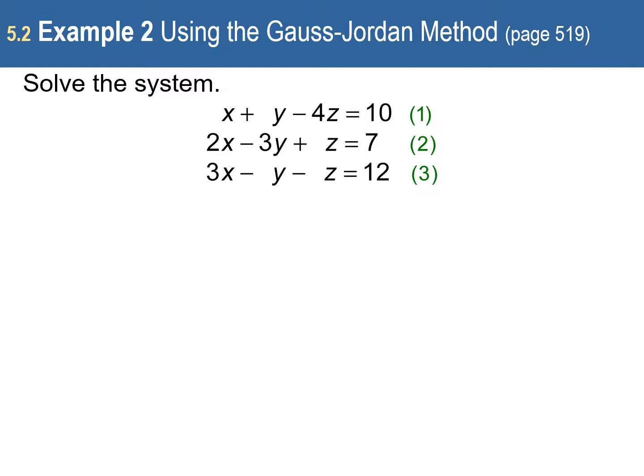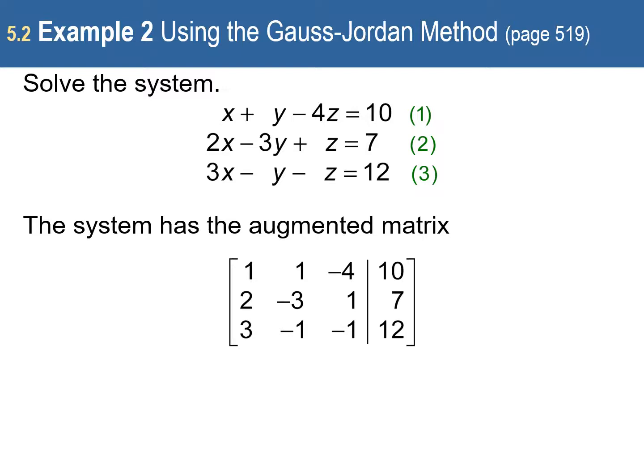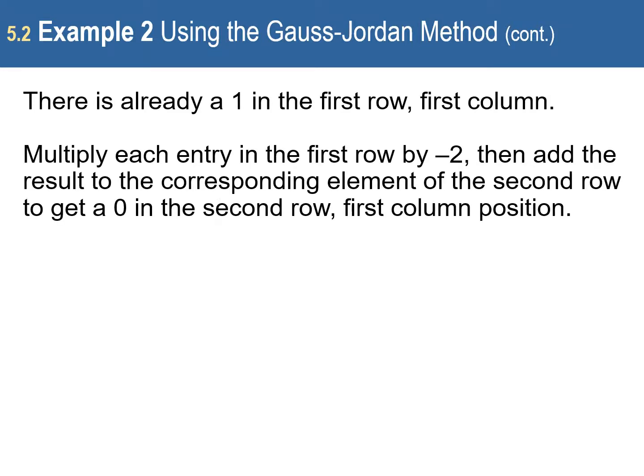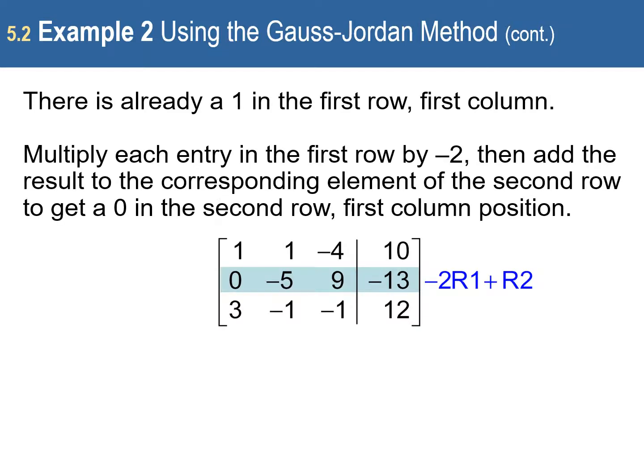So suppose I want to solve the system x plus y minus z equals 10 and 2x minus 3y plus z equals 7 and 3x minus y minus z is 12. Write down the augmented matrix. Remember, we're trying to get it in reduced row echelon form. So there's already a 1 in the first row, first column. So we're going to multiply the first row by -2 and add that to R2 and replace it into R2.